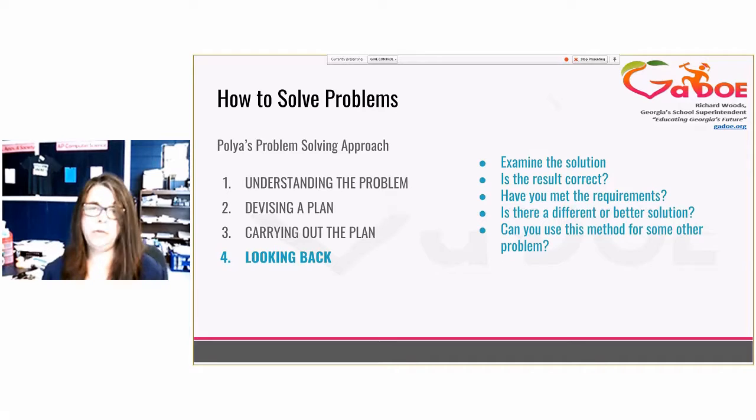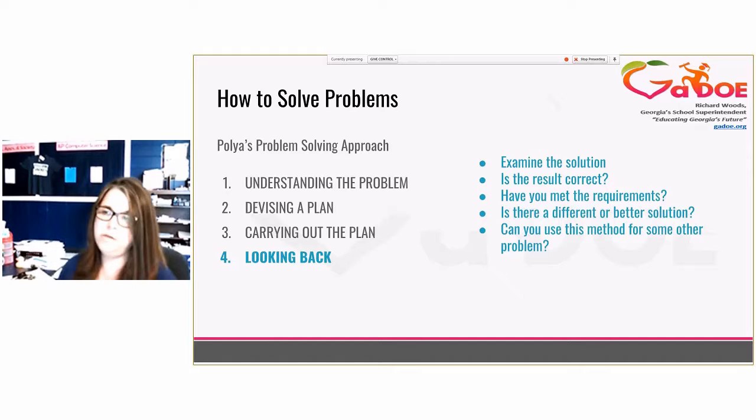Revise it. So you want to be in continuous improvement. So looking back, can you do it with fewer steps? Can you make the program run faster? So make it more efficient, but the most important thing here is to make it an effective solution. And then in the future, can you use this method for some other problem? So this is just a problem-solving process.